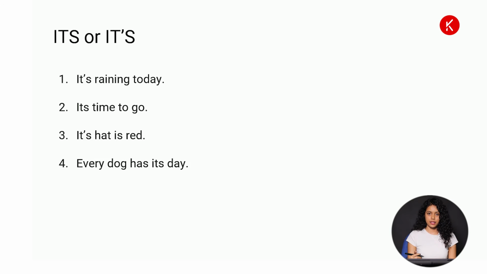It's raining today. Have I used the right form of it's in this sentence? Yes, I have. You can say it is raining today. So it's raining today is correct.